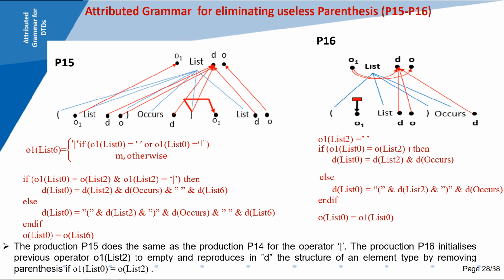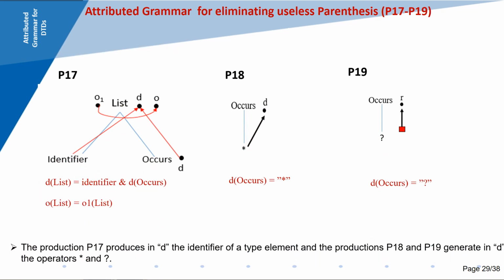The production P16 initializes the previous operator O1 of list 2 to empty and reproduces indeed the structure of an element type by removing parentheses if O1 of list 0 is equal to O of list 2. The production P17 produces indeed the identifier of a type element, and the productions P18 and P19 generate indeed the operators star and exclamation mark.